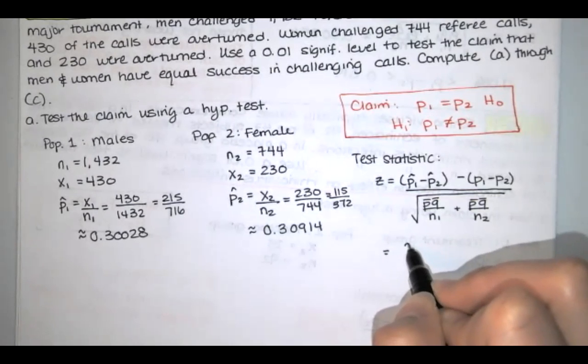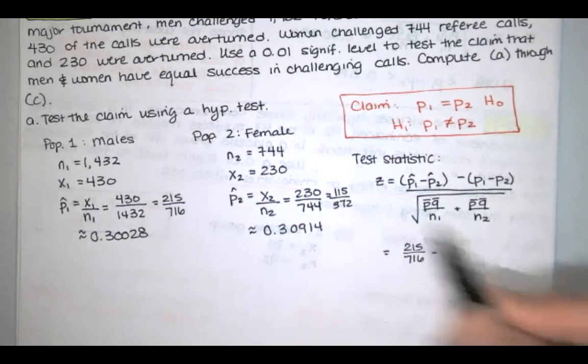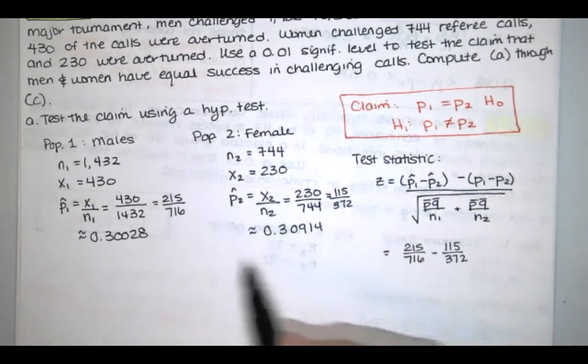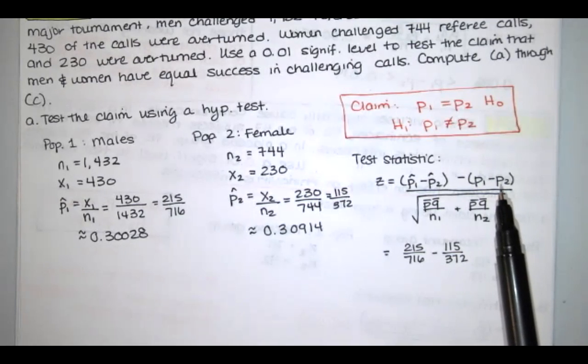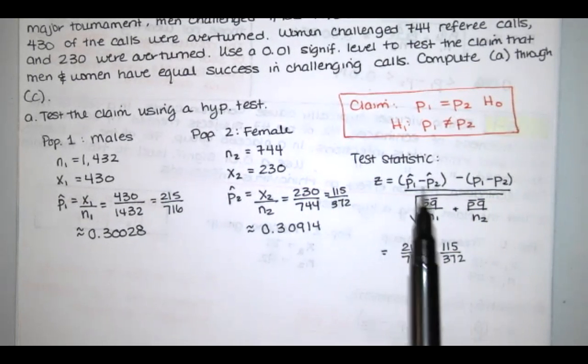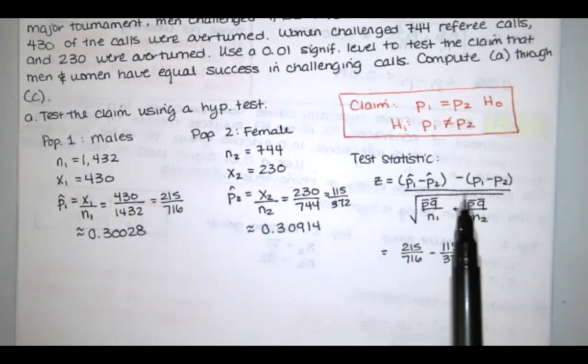So p1 hat minus p2 hat is this value minus this value. I'll just write 215 over 716, that's p1 hat, minus p2 hat, that's 115 over 372. Now we could use the decimal approximations here, but I want to be as accurate as possible, so I'm going to use those exact answers. Now, this p1 minus p2 is the assumed value of p1 minus p2 in the null hypothesis. Because remember, this is a z-score corresponding to p1 hat minus p2 hat in the distribution of p1 hat minus p2 hat.